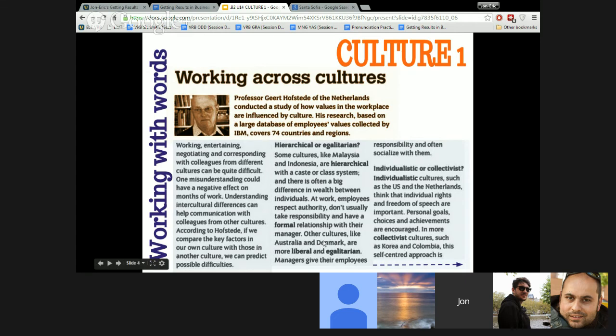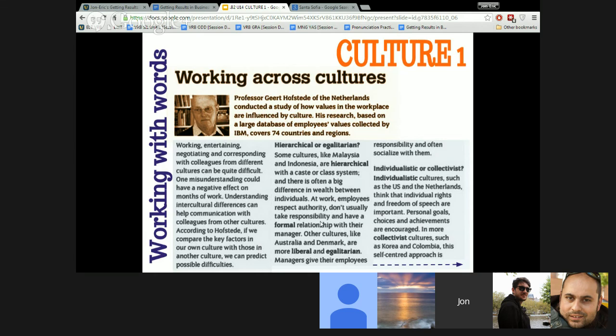Hierarchical. Hierarchical. Good. Or egalitarian. Some cultures, like Malaysia and Indonesia, are hierarchical. Good. Okay, hierarchical, with a caste or a class system.